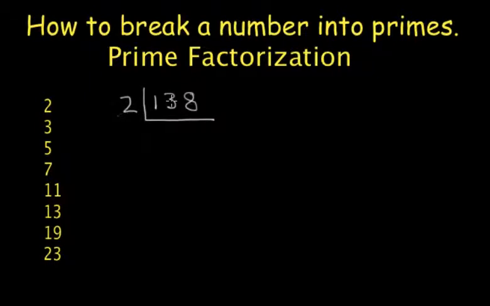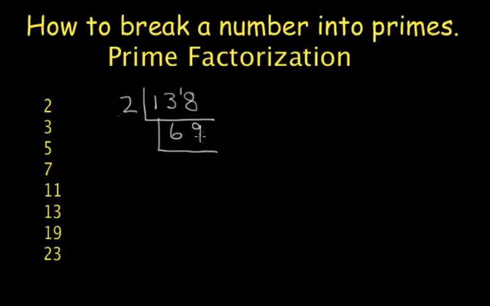2 goes into 13 6 times with 1 left over. So 6 times 2 is 12. 12 plus 1 is 13. 2 goes into 18 9 times. Then I'm going to draw that upside down division sign again.